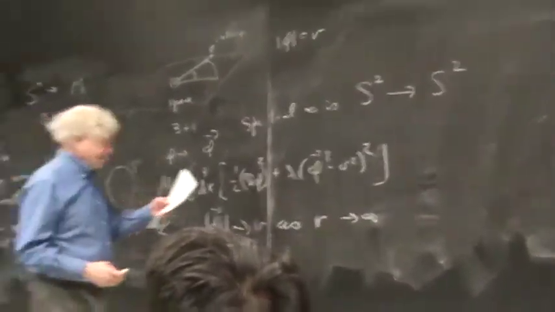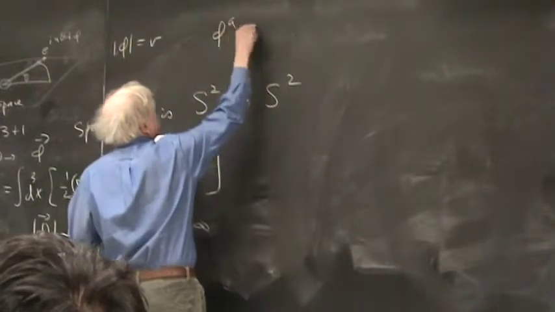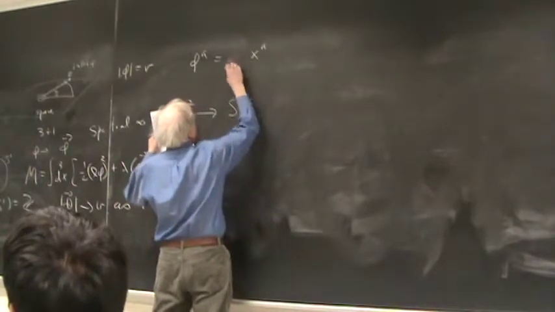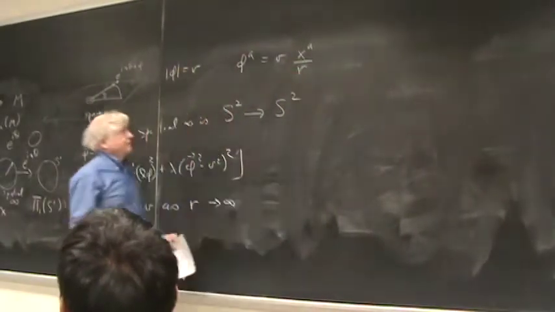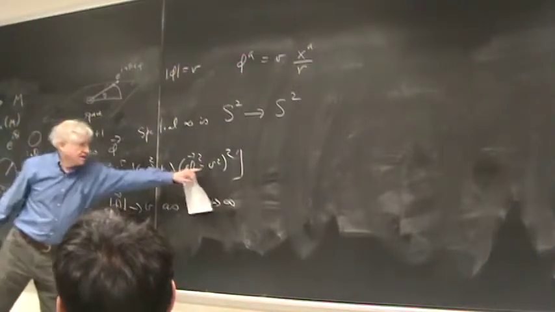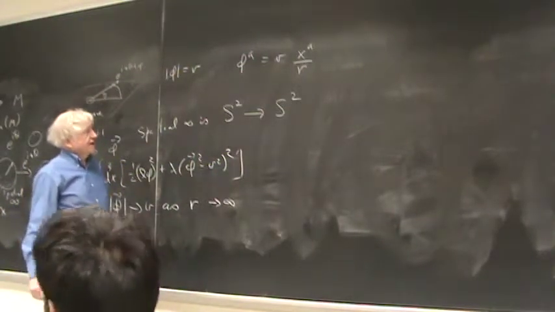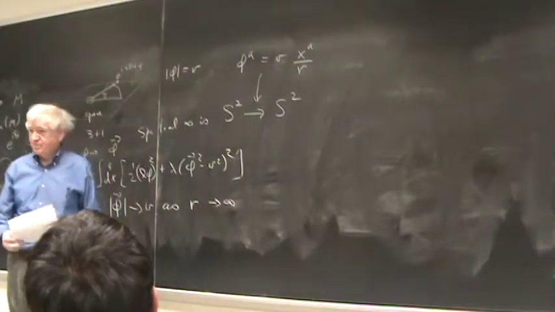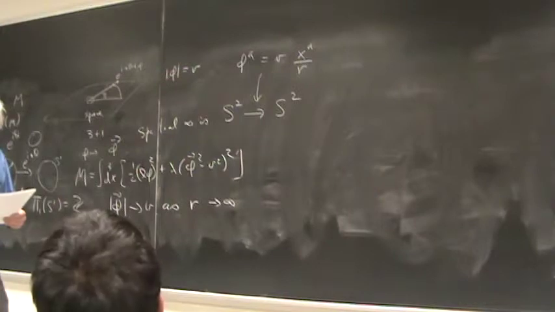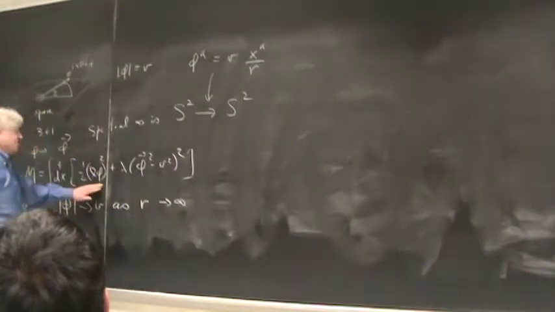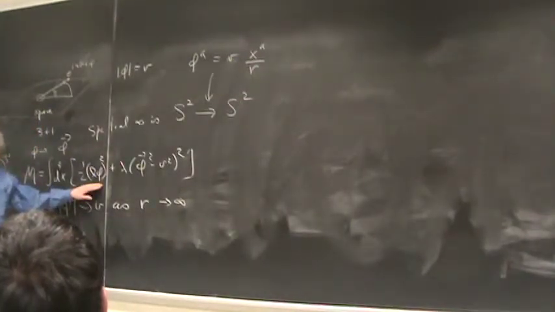Okay, so what does that mean? That means that φ^a is something like v x^a over r, where the x^a are the coordinates and v is this magic number. And this will clearly be a particular map. In fact, it's probably the simplest non-trivial map you can think of. Now, once again, because of this dependence, the kinetic energy at infinity will diverge, but we can cure this with a gauge field.